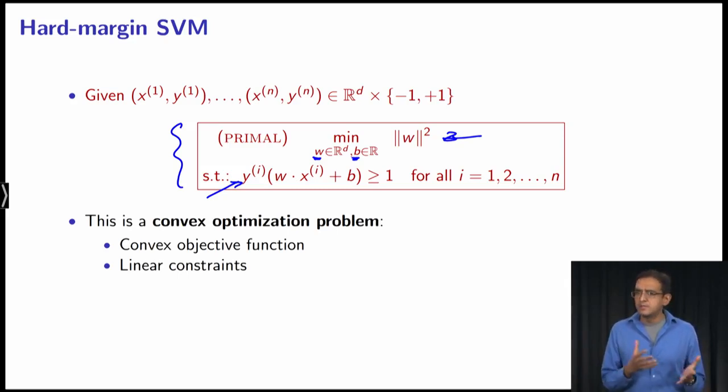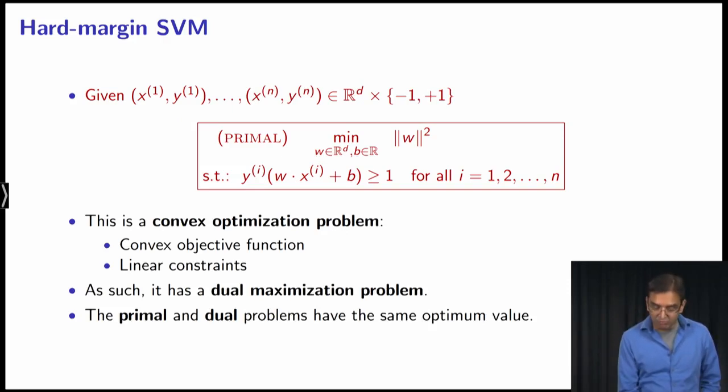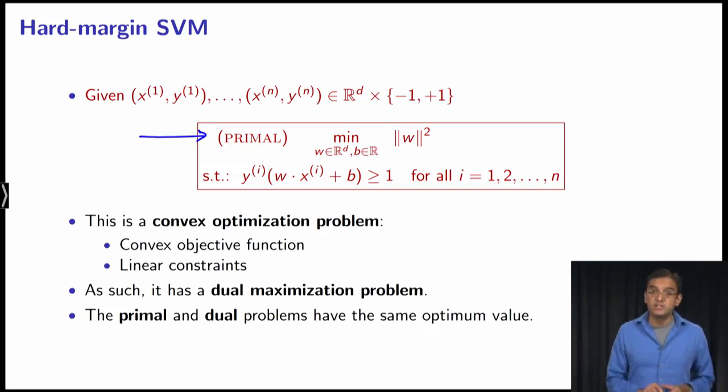So where does the dual come in? Well, it turns out that every optimization problem has a dual optimization problem. So this particular problem, for example, which is a minimization problem, so the primal problem is a minimization, has a dual problem that is a maximization problem. And these two optimization problems have exactly the same optimal value.